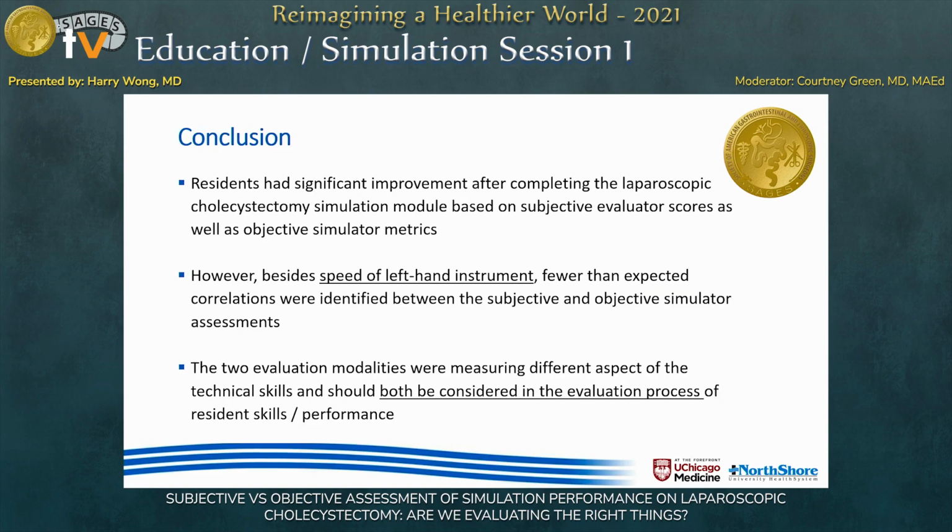So in conclusion, we found that residents had significant improvement after completing the lap chole simulation module based on both subjective evaluator score as well as objective simulator metrics. However, besides the speed of the left-handed instruments, we really didn't see other correlations that made sense, which suggests that these two evaluation modalities are potentially measuring different aspects of technical skill, and both should be considered in the evaluation of resident skills and technical performance.